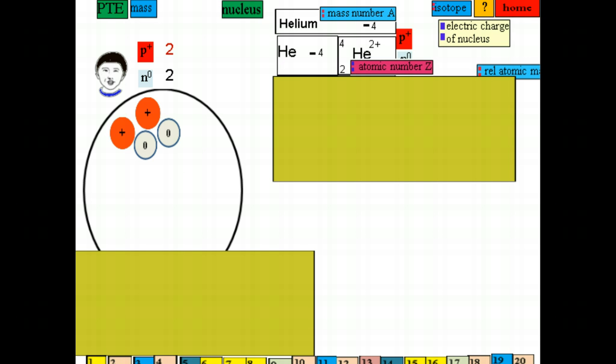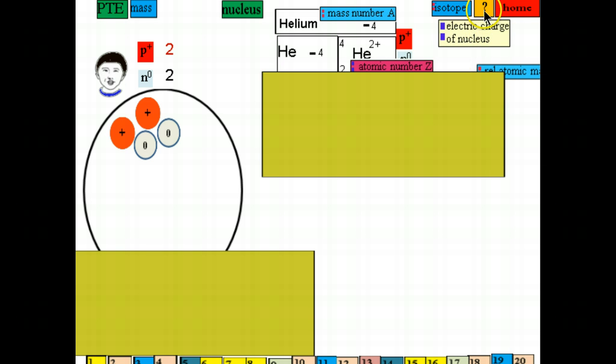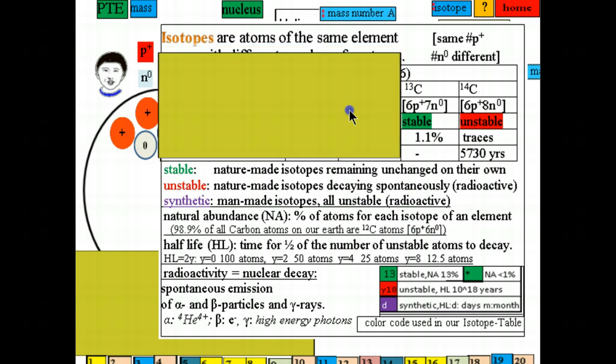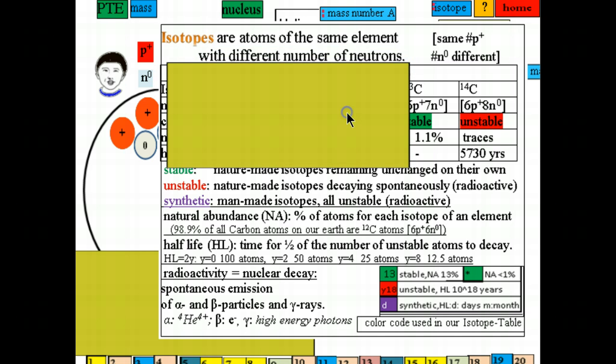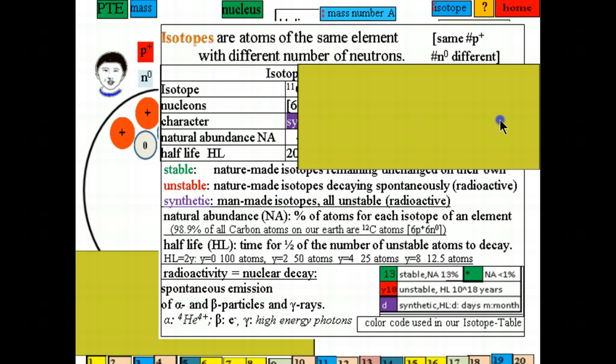All isotopes have the same atomic number Z. So all helium isotopes have two protons, Z equals 2, but they have different mass numbers. So the mass number could be helium-3 and helium-4. To remember what isotopes are, please double left click on that question mark here, and a definition for isotopes comes up. Isotopes are atoms of the same element with different numbers of neutrons. Same number of protons, number of neutrons different.